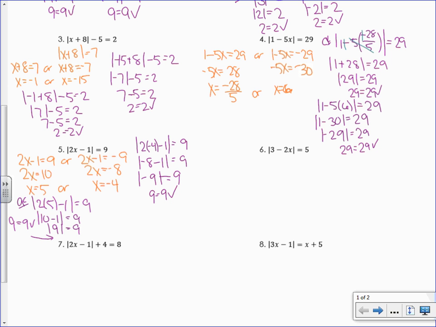The next one also has just the absolute value. Alright, so our two cases, I've got 3 minus 2x equals 5, or 3 minus 2x equals negative 5. I'll subtract 3 from both sides, so this is negative 2x is equal to 2, which means that x is equal to negative 1 when you divide. Or if I come over here, I subtract the 3, that means negative 2x is equal to negative 8. And I get that x is equal to positive 4.